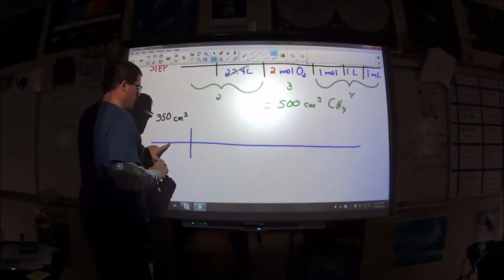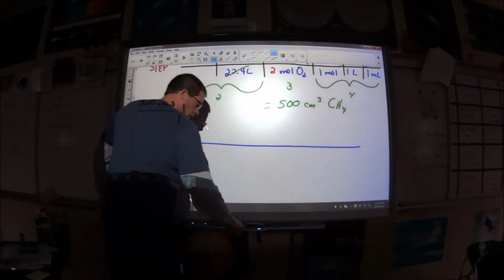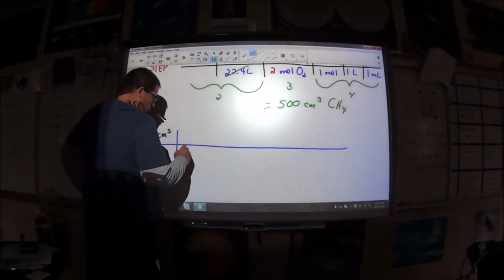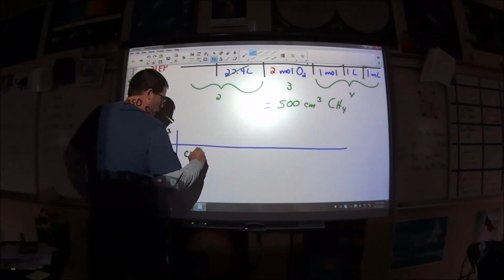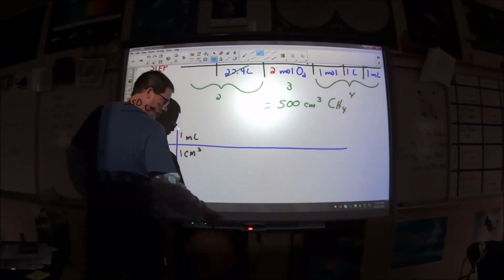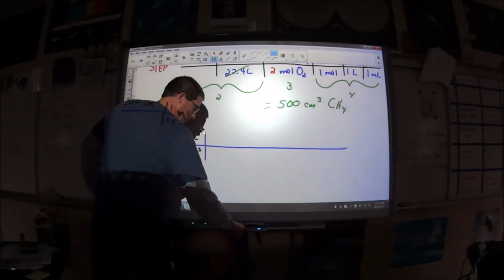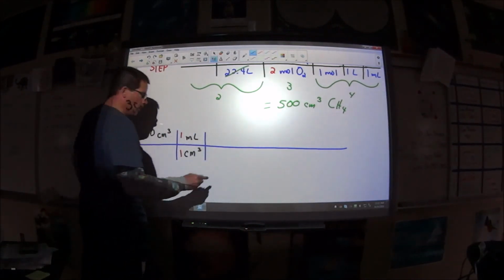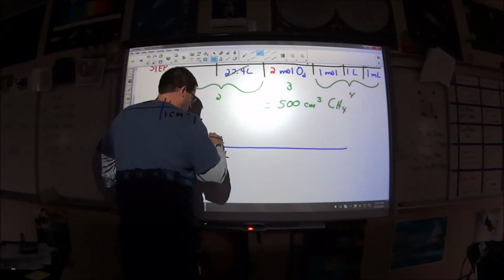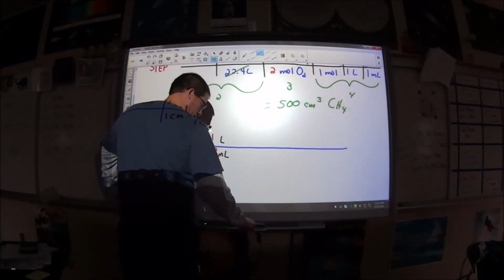Actually, let's move that on down. 350 centimeters cubed of methane. Actually, let's scoot it on over. So I'm going to convert the centimeters cubed back into milliliters, and those are 1 and 1. Then I'm going to convert my milliliters to liters, and that is 1 in 1,000.